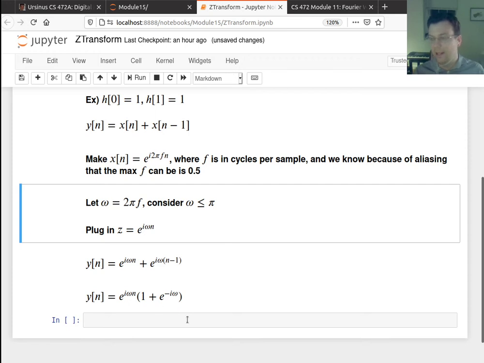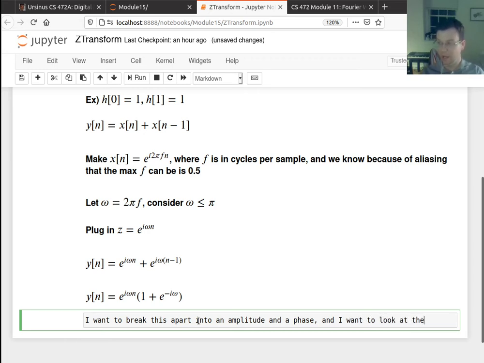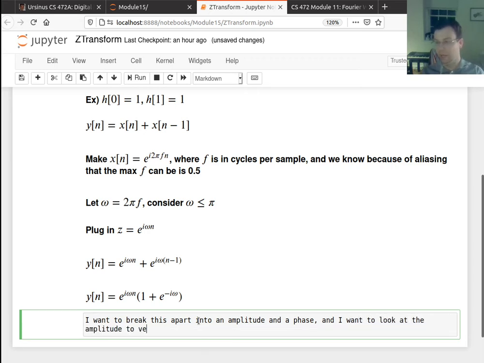All right, now here's where I have to use a trick. So this is a complex number. I'd like to break it apart into an amplitude and a phase, and I want to look at the amplitude first to verify that this promotes low frequencies. So that's my goal.